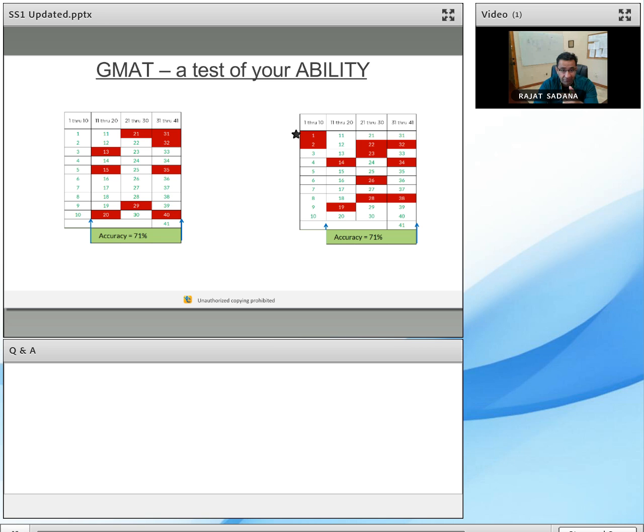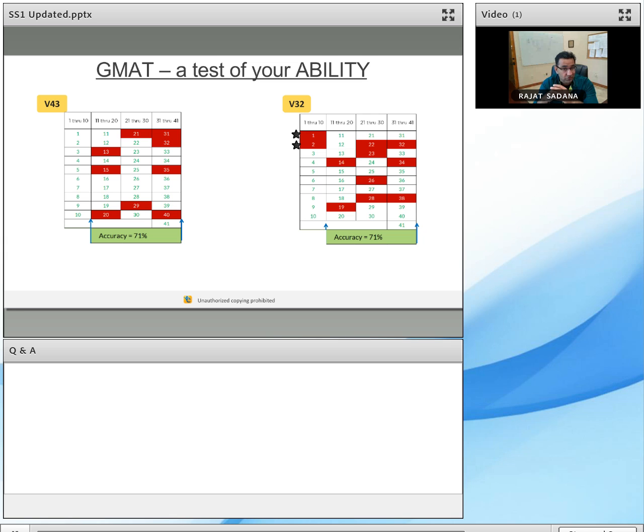The only difference over here is that student 2 got the first 2 questions wrong. So overall, he made 11 mistakes out of 41 questions. Student 1 made 9 mistakes. Now you'd expect their scores to be very similar, but when you look at their scores, student 1 got a verbal score of 32, which is, I think, about 65th percentile, if I remember correctly.